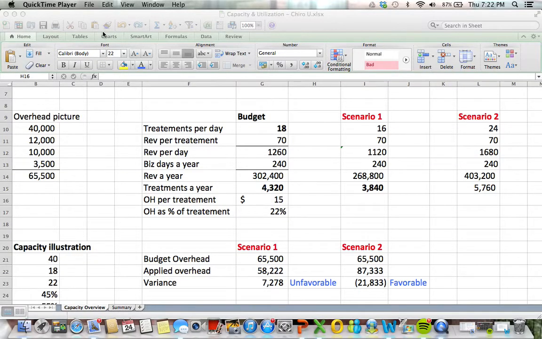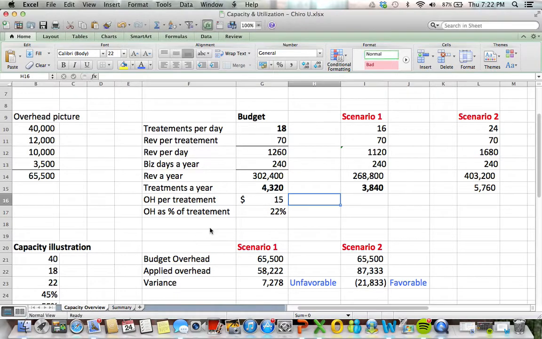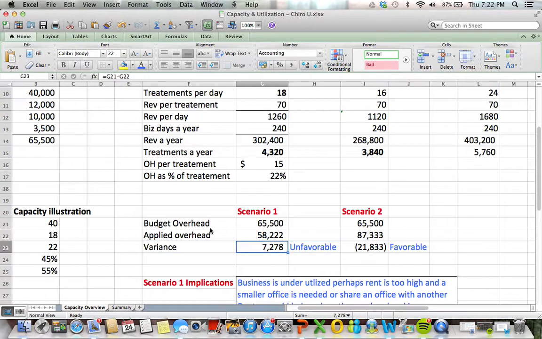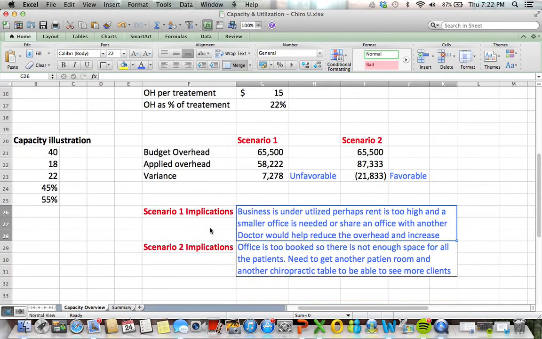So now, thinking about analyzing this over-under utilization of the office, I just wanted to mention a couple of points. When we have this unfavorable variance, it means that we're just not utilizing all our space, because we're not doing as many treatments as we allocated that we could.